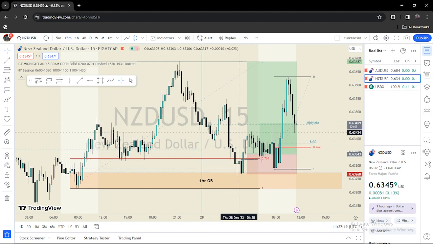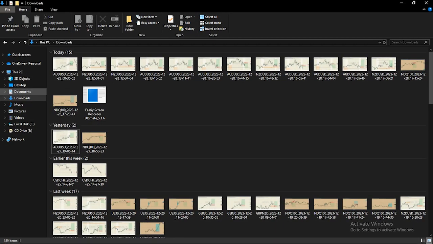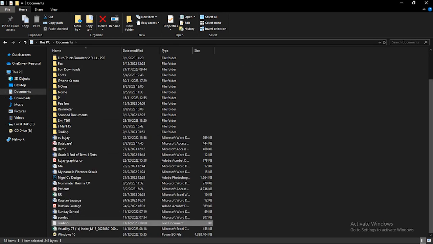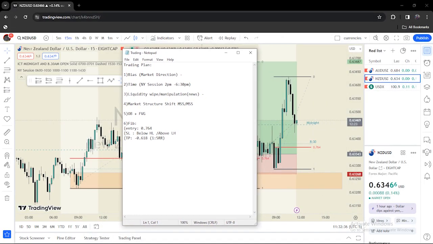Okay, so let me show you what I call my trading plan. Yep, this is my trading plan, and it is simple. The first thing is I look for buyers. Second is time: I trade the New York session, strictly the New York session. Then I wait for liquidity manipulation or a wipe. After that, I look for a market structure break or shift. Then these are for my entries, my entry model.